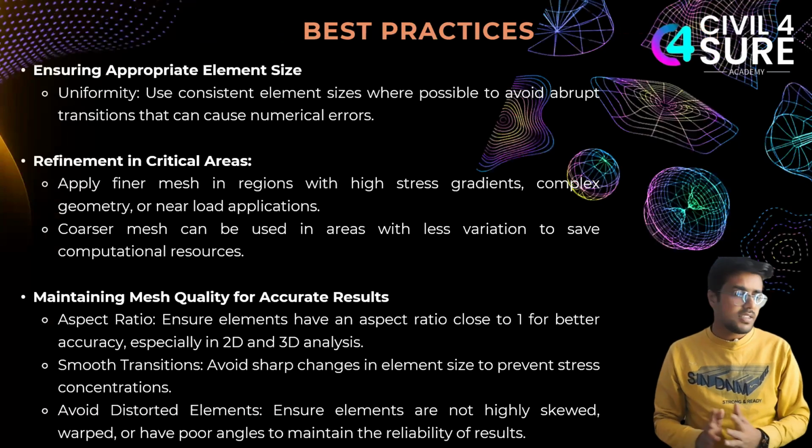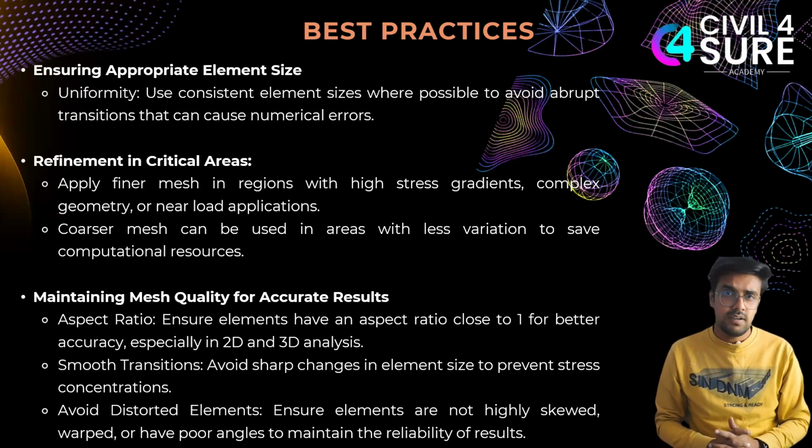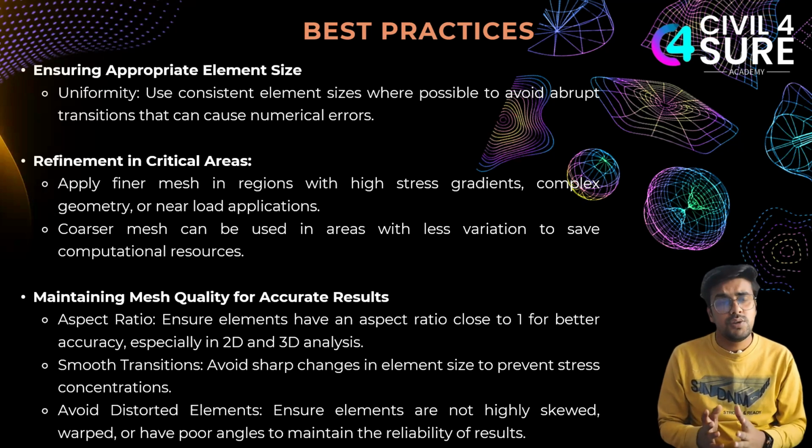Now, what are the best practices? The first thing is that we must understand uniformity. If our model has a uniform mesh, then computational time is going to be reduced and we are going to get accurate results. But there are situations in engineering problems where we can't use a uniform mesh for the whole structure.